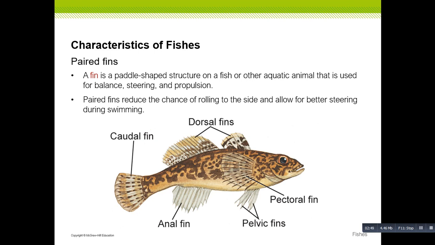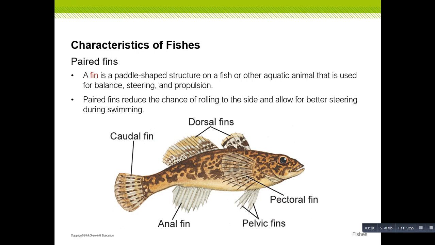Now, when we talk about a fin, we're talking about a paddle-shaped structure. This is going to be found on a fish or other aquatic animal. Now, those fins are very important because some of them are going to be used for balance, some for steering, some for propulsion, or some mixture of those three things. So, take for example, the caudal fin on the back is a very large, obvious fin on the back of the fish. That fin is used for steering and propulsion.